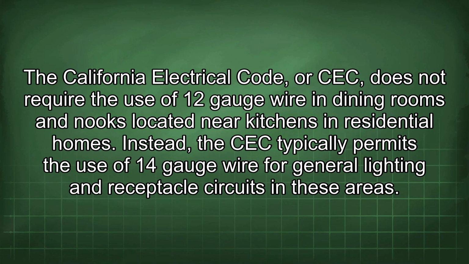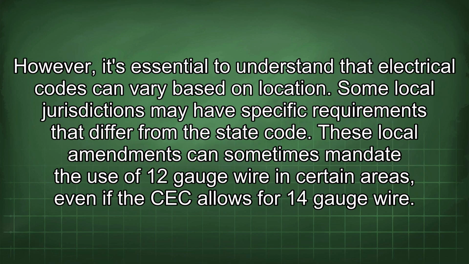The California Electrical Code, or CEC, does not require the use of 12-gauge wire in dining rooms and nooks located near kitchens in residential homes. Instead, the CEC typically permits the use of 14-gauge wire for general lighting and receptacle circuits in these areas. However, it's essential to understand that electrical codes can vary based on location. Some local jurisdictions may have specific requirements that differ from the state code.